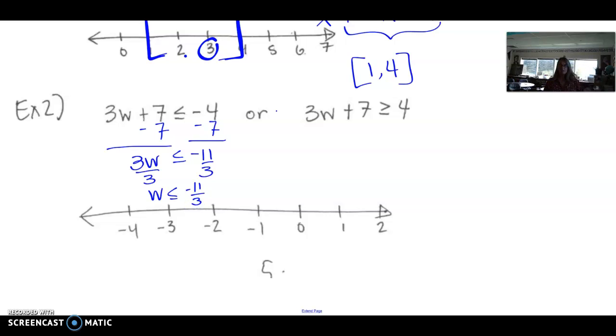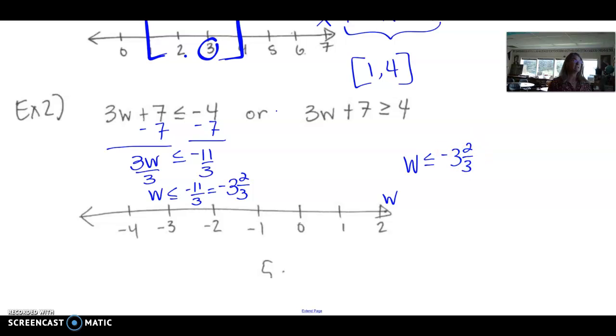Now you might look at that and go, oh my gosh, 11 thirds. That's fine. It's a number. We can turn it into a mixed number if you want to. 3 goes into that, and it's going to be a negative. It goes in 3 times with 2 left over, so -3 and 2/3. I'm looking for all the values of W, so I'm going to call the number line W instead of X this time, that are less than or equal to -3 and 2/3.